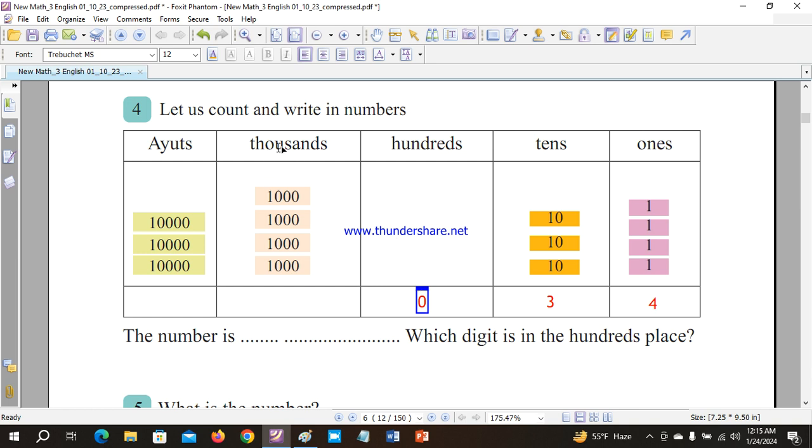And here 1, 2, 3, 4, there are 4 thousands. And here 1, 2, 3, 3 ten-thousands. So the number is 34,000. Here we have to say the ten-thousands and thousands together. So we have to say 34,000.